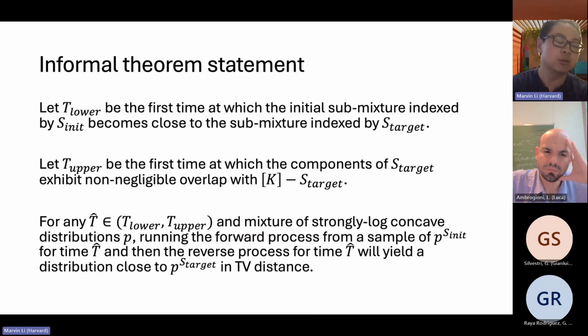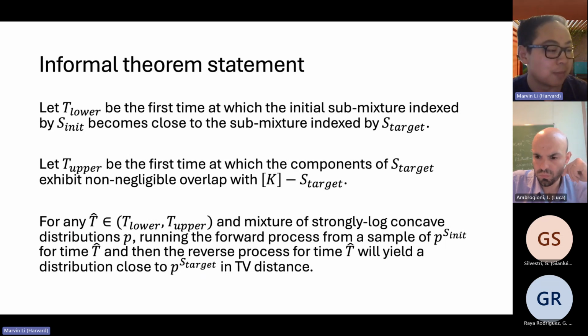Now, intuitively, there are two things that we care about with respect to this. One is we want to consider T lower. This is the first time at which the samples from S init and S target become close to each other. We want to make sure that those samples are close, so we need to run the noising for at least that amount of time. At the same time, we don't want to run it for too long, because if you run it for too long, everything kind of clumps together.